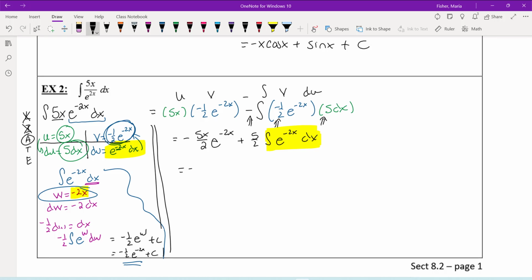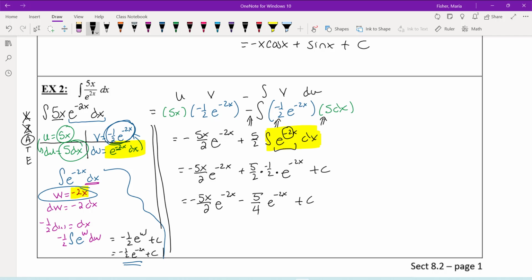We know that that is equal to, well, this is just going to be e to the negative 2x, but then times the reciprocal of negative 2, which is negative 1/2, and then plus c. Cleaning this up, we end up with negative 5x over 2 e to the negative 2x minus 5 over 4 e to the negative 2x plus c. And you can leave your answer like this, and you can enter it into WebAssign like this.